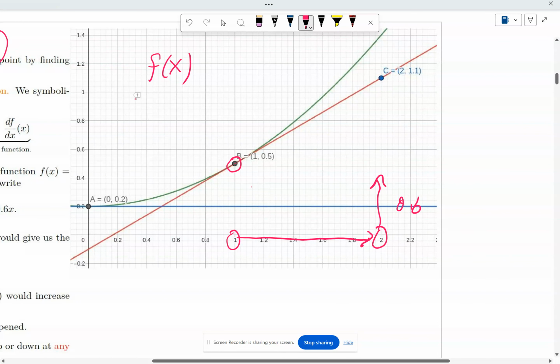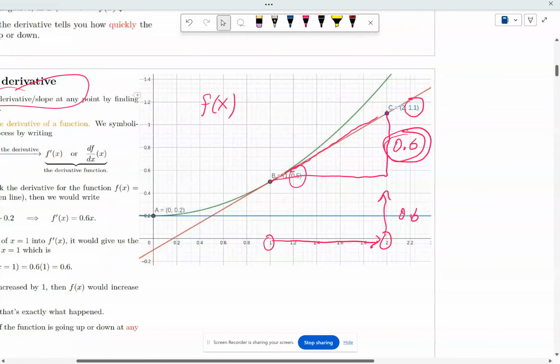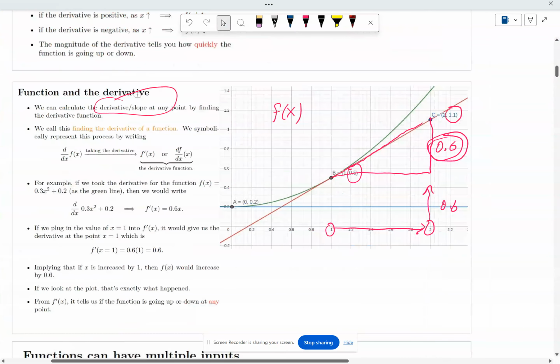So you can see, assuming the slope doesn't change, given the same slope, given the same derivative, when you increase the x by 1 from 1 to 2, notice how the increase is 0.6, because over here 0.5 plus 0.6 gives us this point, 1.1. So that's what this means. Positive means the function is going up, and it's going up at a speed of 0.6. So that's what a derivative is kind of telling us.